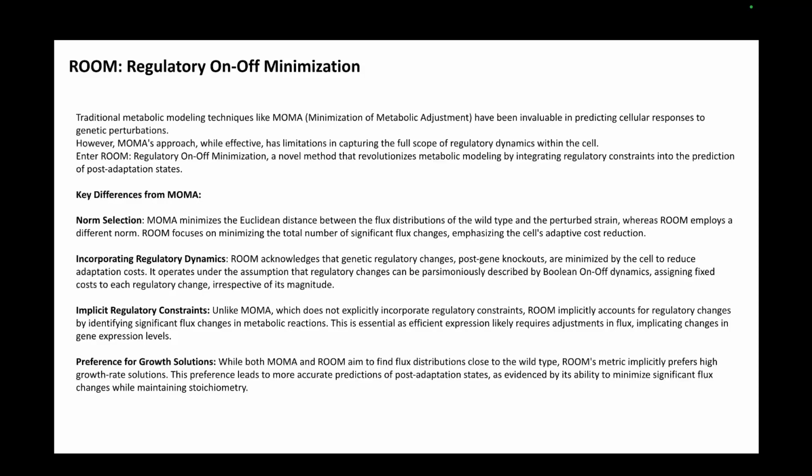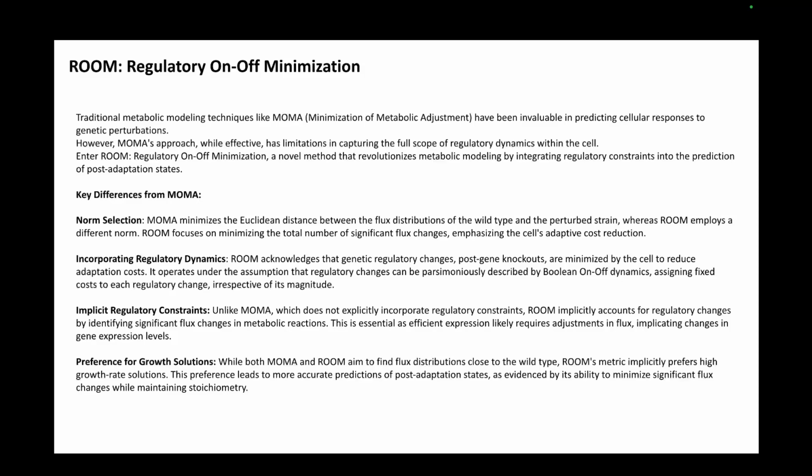So it acknowledges that genetic regulatory changes post gene knockouts are minimized by the cell to reduce adaptation costs. It operates under the assumption that the regulatory changes can be parsimoniously described by Boolean on/off dynamics, assigning a fixed cost to each of the regulatory changes, irrespective of the magnitude. This is an assumption that they make, which is actually not very true, but in this case, it works out well. And it also incorporates implicit regulatory concepts.